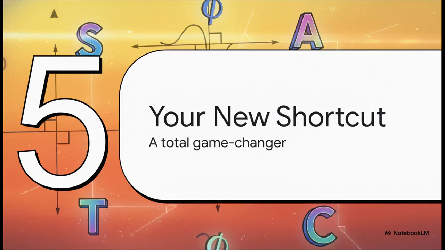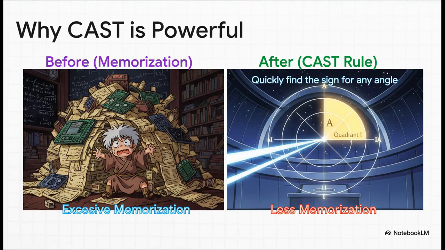So this is more than just a trick for a few homework problems. Why is this rule such a genuine game changer for anyone doing trigonometry? Well, here's the real magic. You don't need to memorize that giant chart of positive and negative values anymore. You really only need to know the values for the first quadrant. That's it. CAST handles the signs for every other angle in the universe. It means less rote memorization and way more actual understanding.